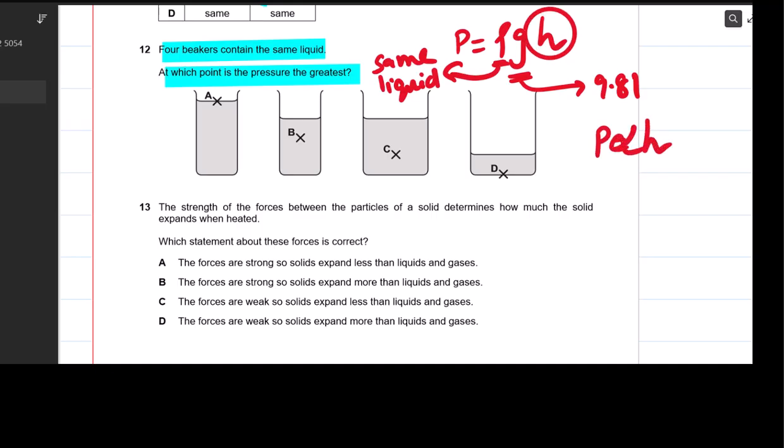So you can see here height is 0. Here the height is this much. Here the height is too much. Here the height is again smaller. So C is best because height is greater. So greater the height, greater the pressure.